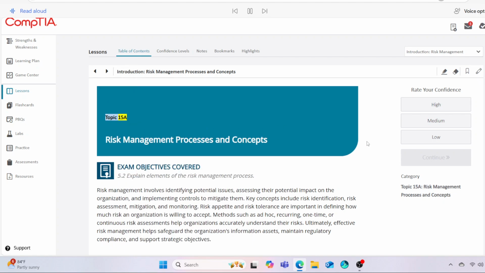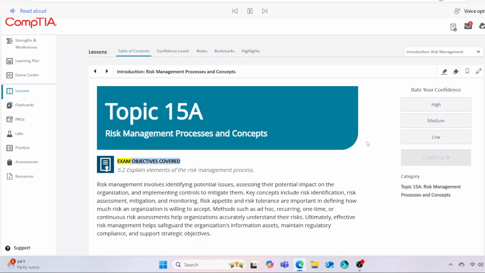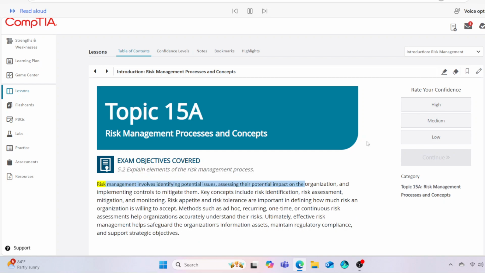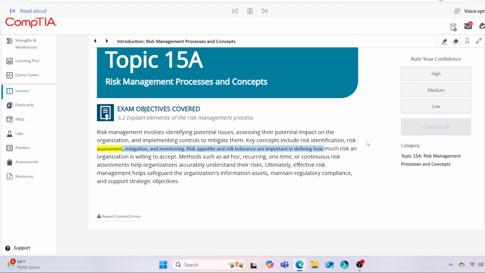Topic 15A. Risk management processes and concepts. Exam objectives covered. 5.2 Explain elements of the risk management process. Risk management involves identifying potential issues, assessing their potential impact on the organization, and implementing controls to mitigate them. Key concepts include risk identification, risk assessment, mitigation, and monitoring.